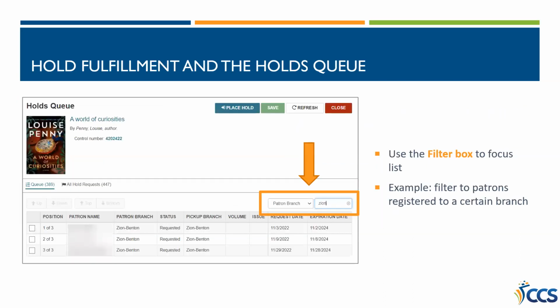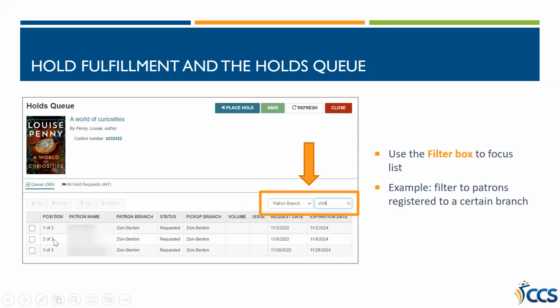The nice thing is, both tabs also feature a filter box, which is really handy if you're trying to get a sense of like just your local holds. So like in the queue tab, you can set the filter box to limit by patron branch. You can enter your library's name and then see how many local active holds are out there. And one other thing the queue does in the filter view is that it reassesses the position to the scope of the filter.